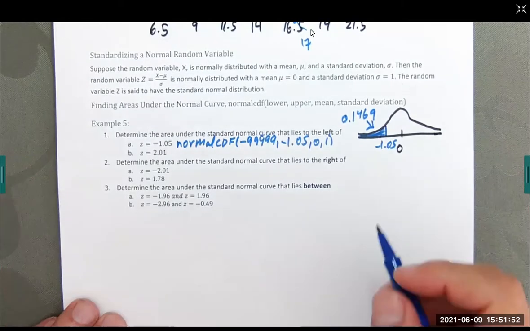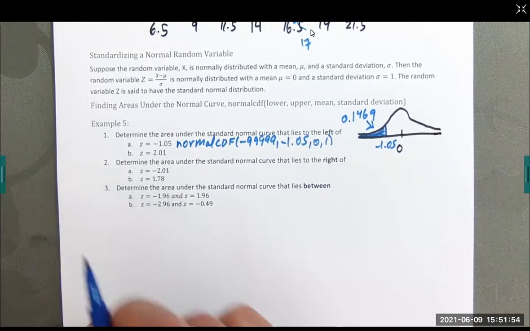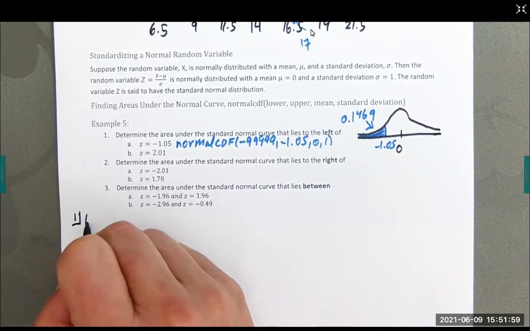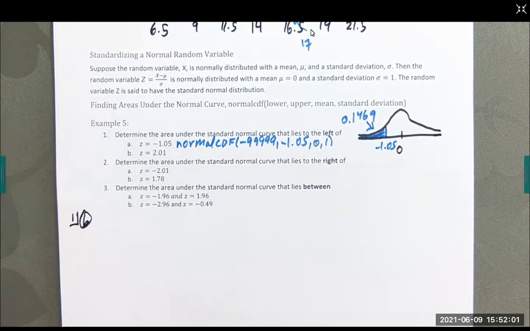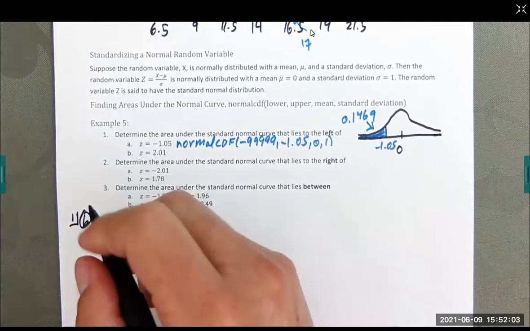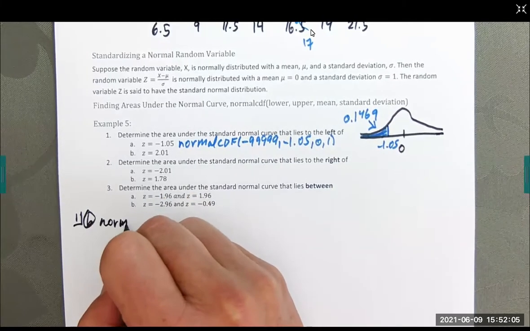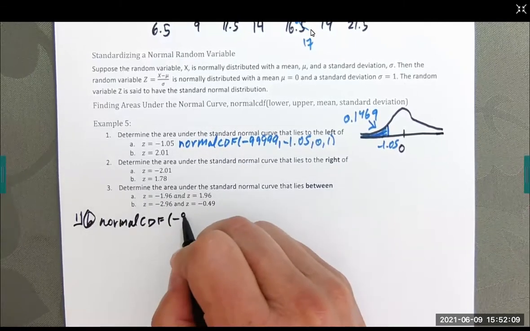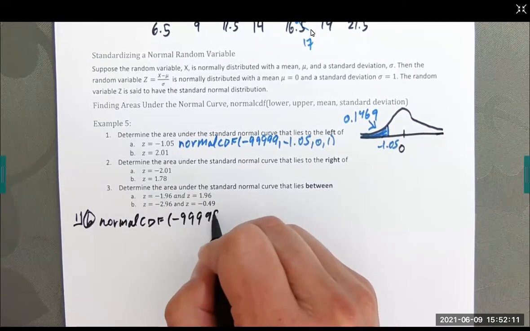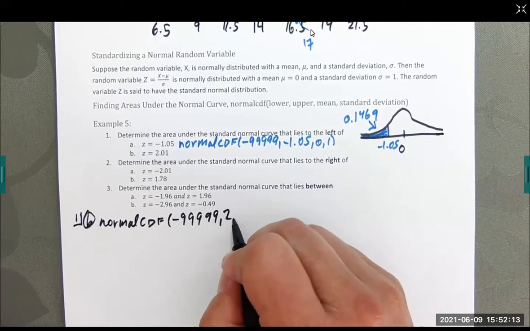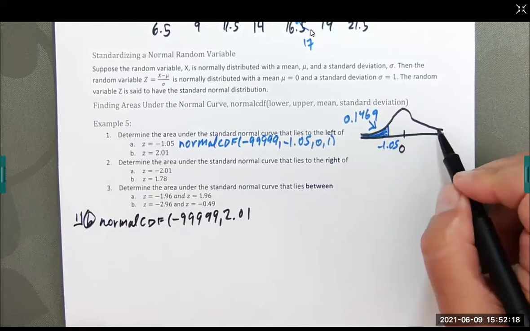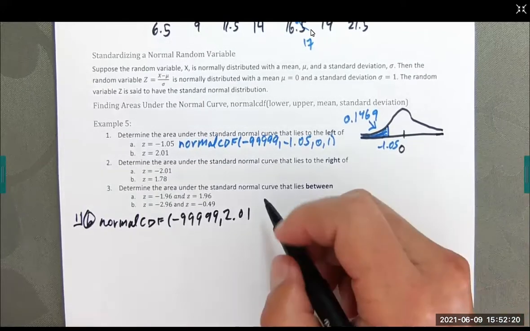So this was 1A, 1B. Again, area to the left. So this is going to look like this. Normal CDF, negative 99999, because that's area to the left, up to 2.01. Now you can see 2.01 is way over here. So that's a lot of area to the left. That's going to be well more than 50% is my guess.